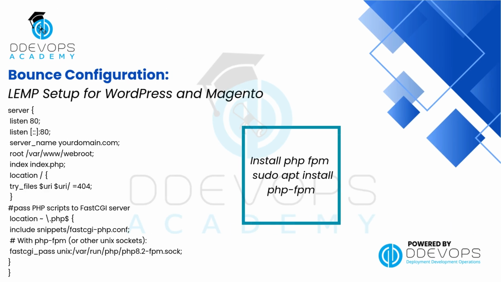To host Magento or WordPress on a LEMP stack, configure your NGINX server block. Set the server name and root directory, define the index file, and use try_files to handle requests. For PHP scripts, route them through FastCGI using PHP-FPM. Make sure PHP-FPM is installed and the socket path matches your PHP version. This setup ensures smooth request handling and secure execution of your web applications.